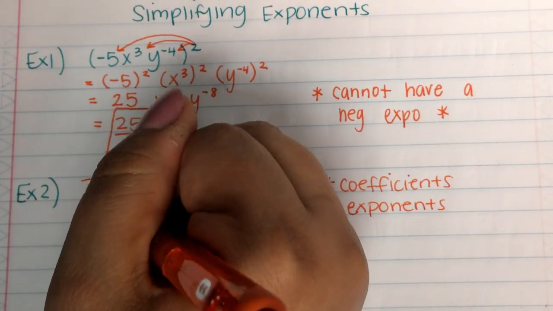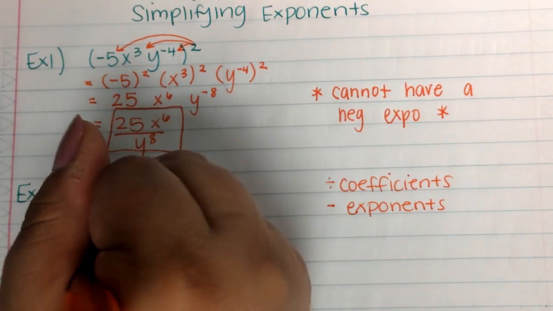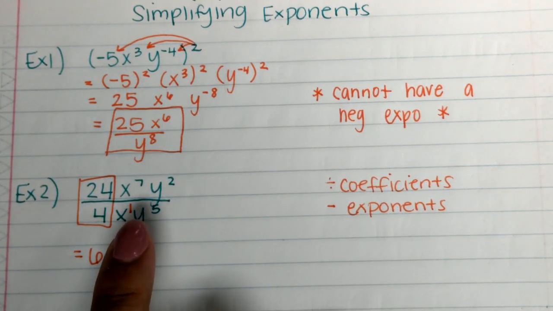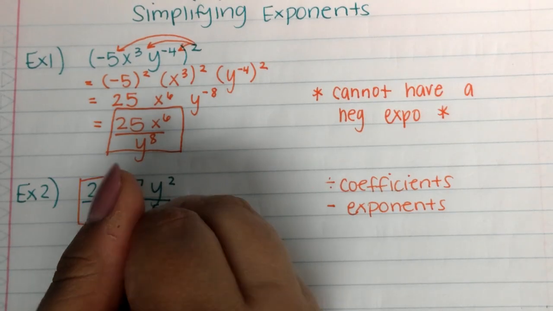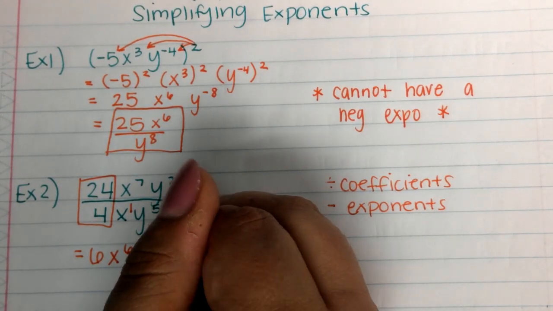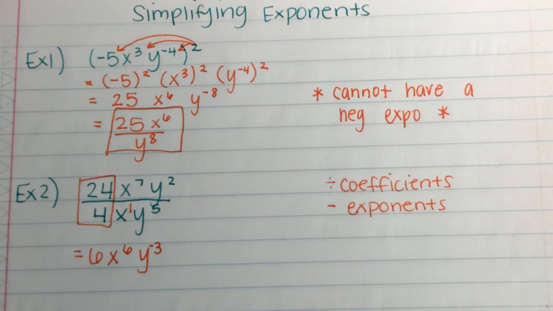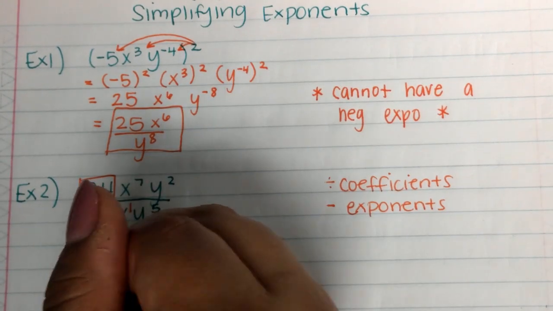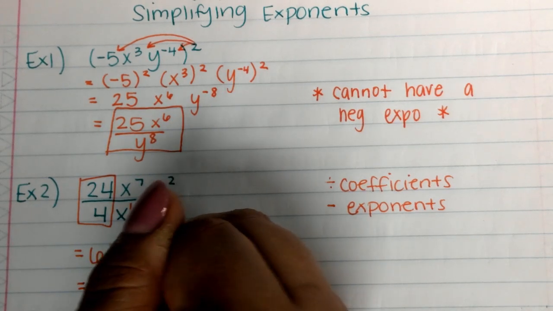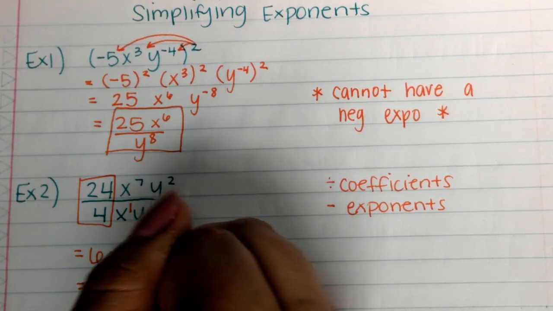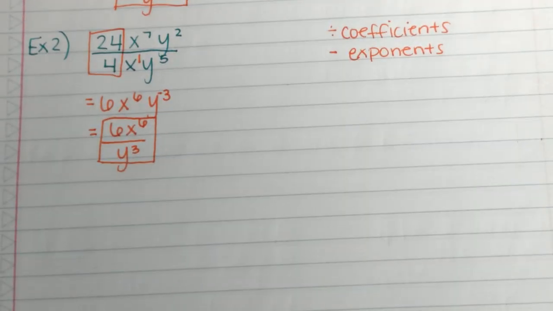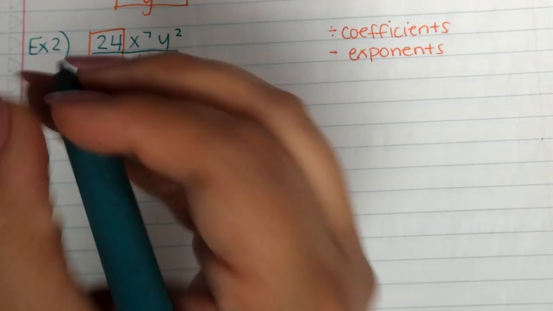24 divided by 4 was what? 6. And then there's an invisible 1 right there. What is 7 minus 1? And 2 minus 5? Negative 3. Is that acceptable? Nope. So my answer is 6x to the 6 over y to the third. Questions?